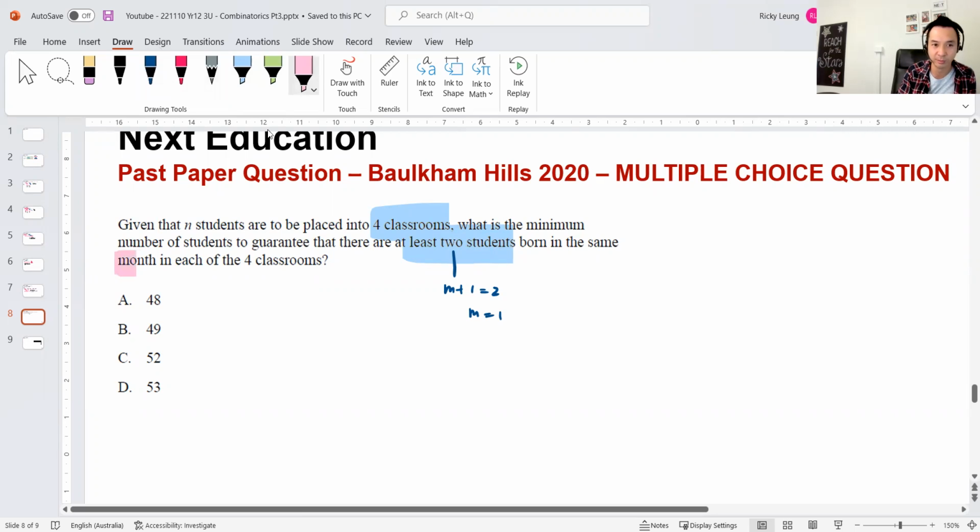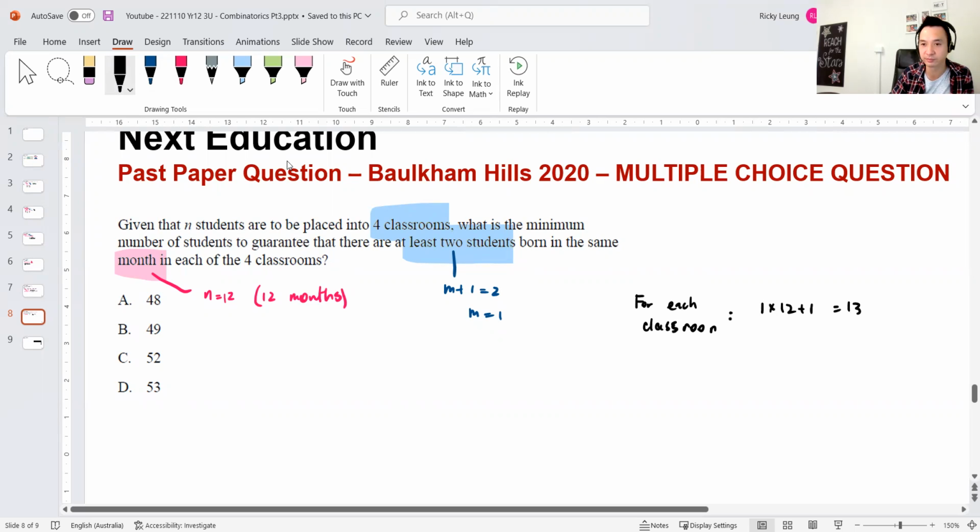So that tells me born in the same month, that's the number of pigeonholes, right? There are 12 months in a year. Now, the 4 classrooms really got me, right? Because I know that for each classroom, I need M times N plus 1. I need 13 students, right? If I had 13 students in each classroom, then at least one month would have 2 students with the same birthdays, right?